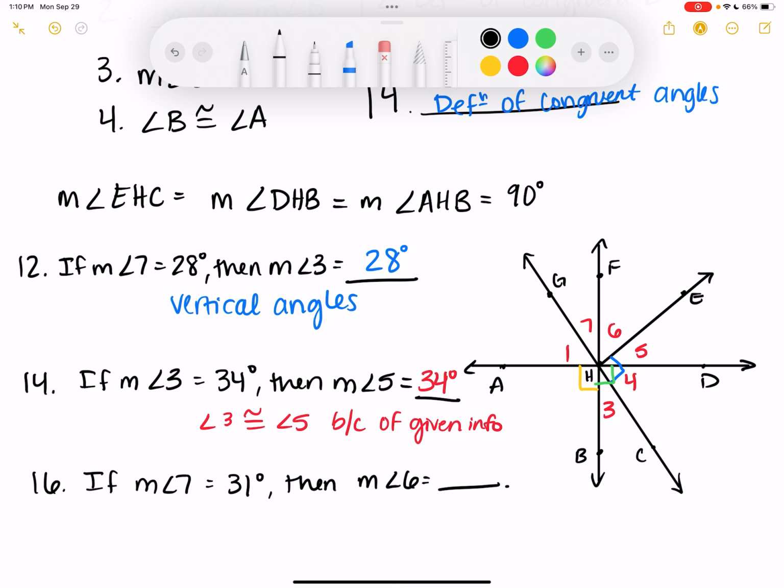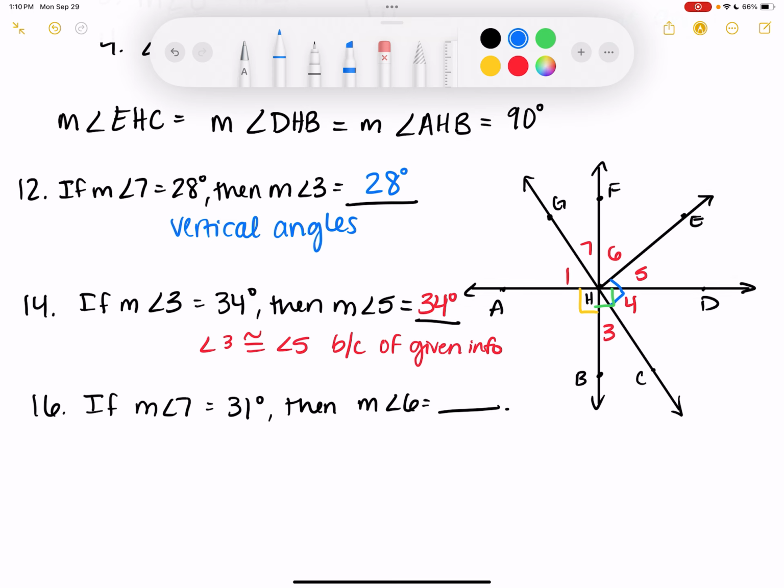What do I know about 4 through 7? They're supplementary, right? Well, what do I know about 4 and 5? They're right angles. So I know that 4 and 5 add up to 90 degrees. I know that angle 7 is 31 degrees. So what might I do to solve for angle 6?